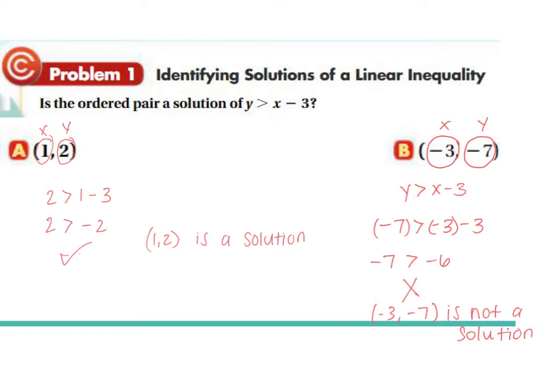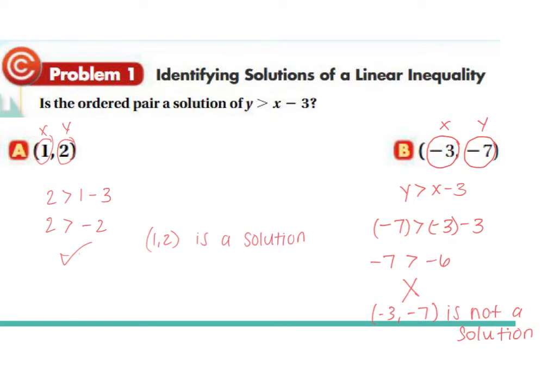Negative 3, negative 7 is not a solution. So those are pretty easy, right? It's giving us the point. It's going to be like, is this a solution? We figure out if the inequality holds, if it doesn't hold. And we're all pretty good at determining whether one number is bigger than another, okay?